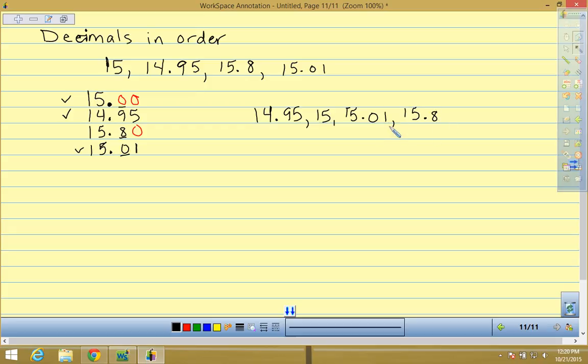And notice that I'm writing them with their original number. I'm not including the zeros. If you included the zeros, that's okay, but just keep in mind that you don't need to do that in your final answer. If you put them there, it's okay.